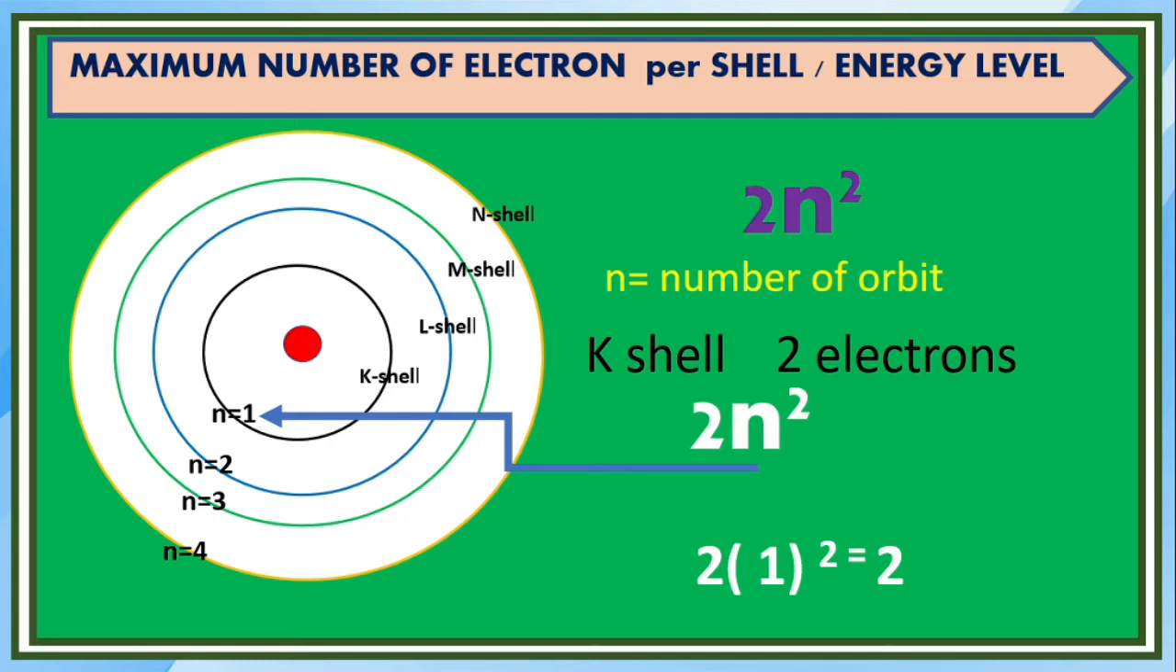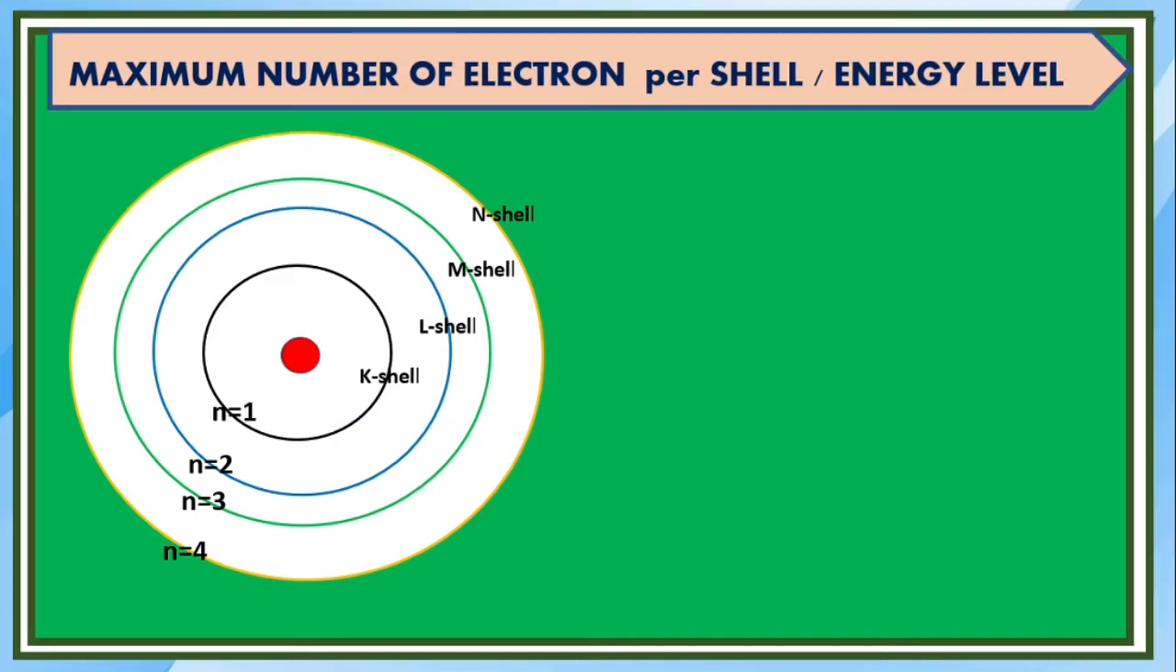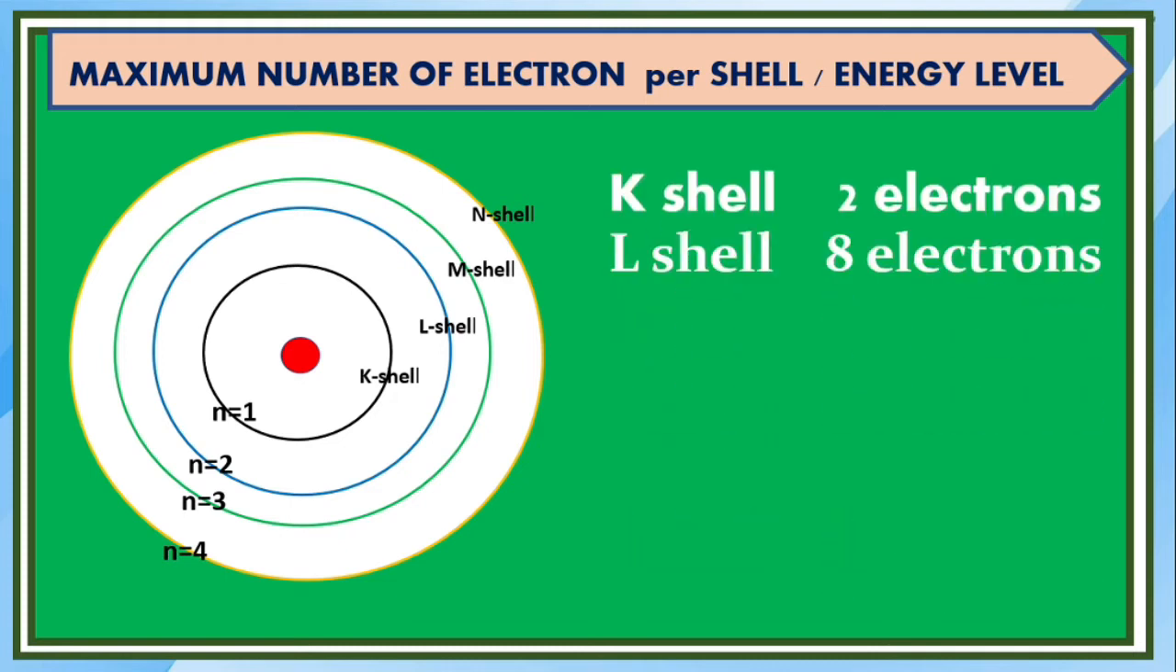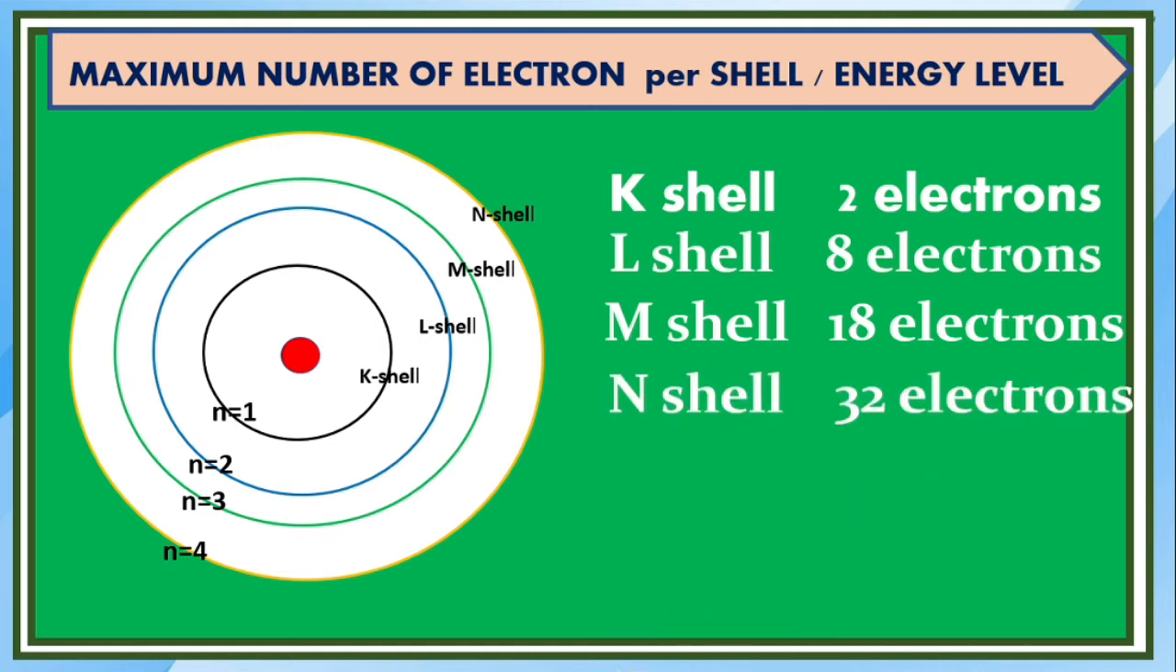So the maximum number of electrons per shell or energy level are as follows. For K shell, we have 2 electrons, L shell, 8 electrons, M shell, 18 electrons, and N shell, 32 electrons.